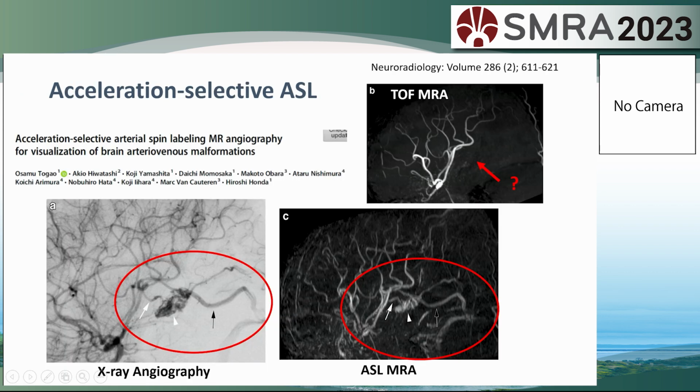Here is an example of an intracranial AVM. X-ray angiography shows a small nidus, a feeding artery, and a draining vein. However, time of flight failed to visualize any components of the AVM, presumably because of complex or slow flow. In contrast, acceleration-selective ASL was successful in visualizing all three components, providing very similar images to X-ray angiography.